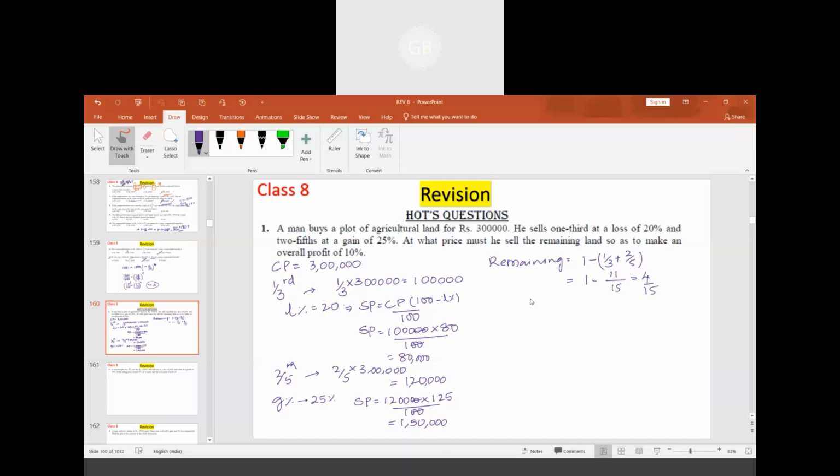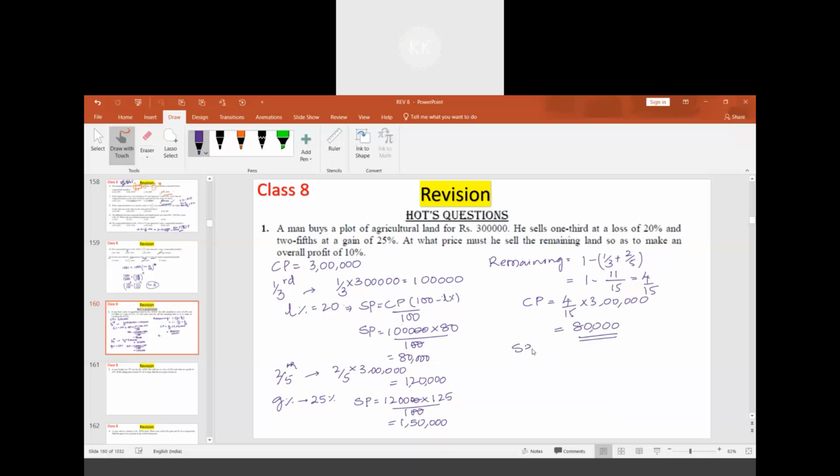Now let us find the cost price for the remaining. It is 4 by 15 times of 3 lakh. 4 by 15 times 3 lakh becomes 80,000. Yes, 80,000 we get. This is the cost price for the remaining land.